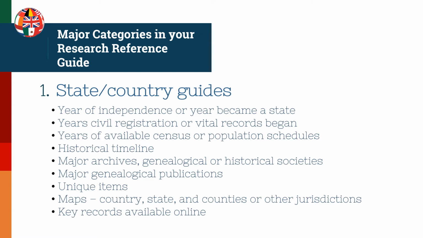You would want to have links to the major archives and genealogical or historical societies and know what records are available there, especially online. Also include a list of major genealogical publications or other unique items, and then maps for your country, state, or counties or other jurisdictions. And then finally, what key records would be available online for your region.